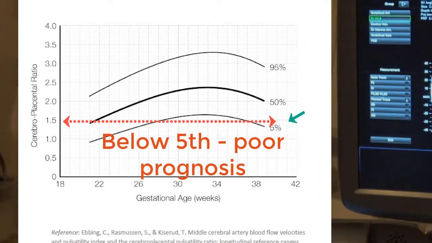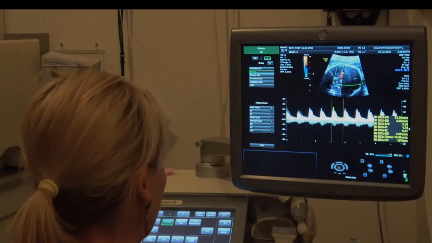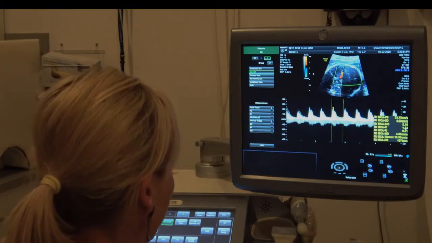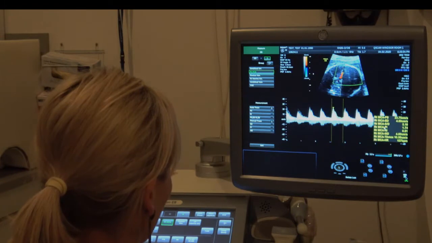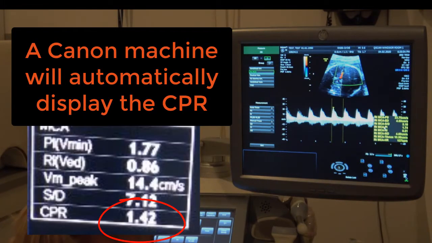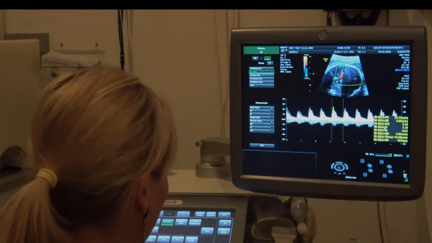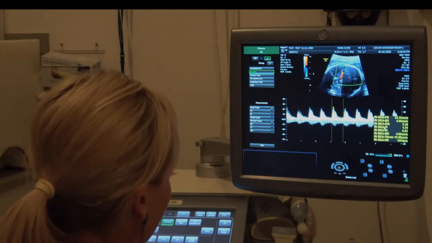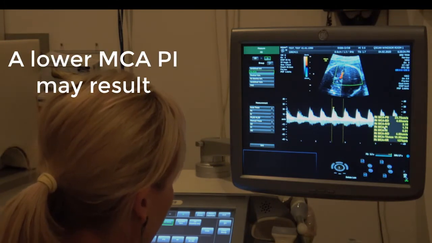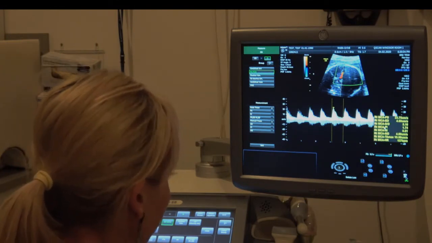So basically all you have to do is take a trace of the MCA, take a trace of the umbilical artery, and then compare the PI of the brain divided by the PI of the umbilical artery. If it's 1 or greater, that's a good thing. Because when babies get into trouble, they do that cerebral shunting, so more flow goes to the brain. So the pulsatility index of the brain drops. Then it approaches 1 and then goes below 1. And that's when the baby is in trouble.